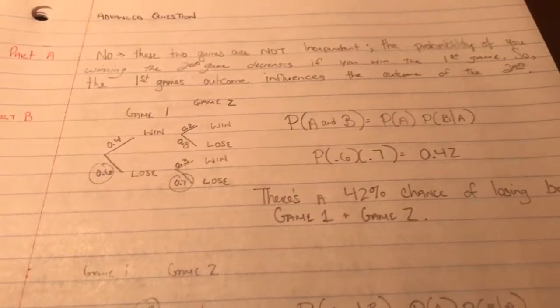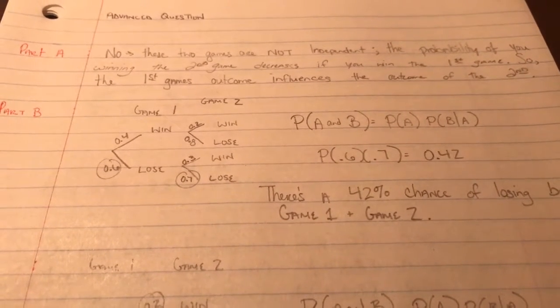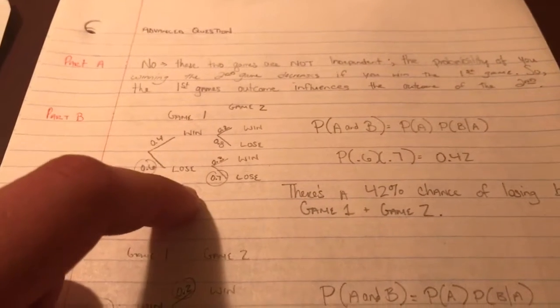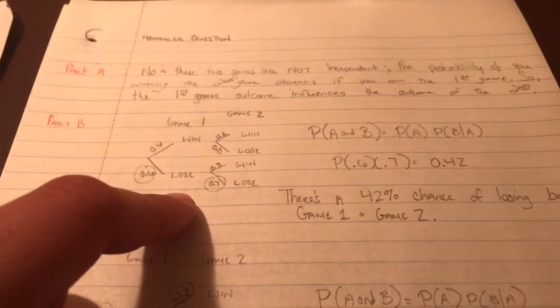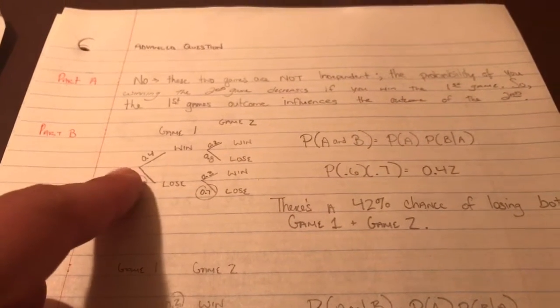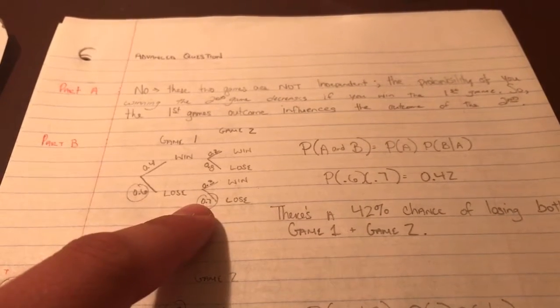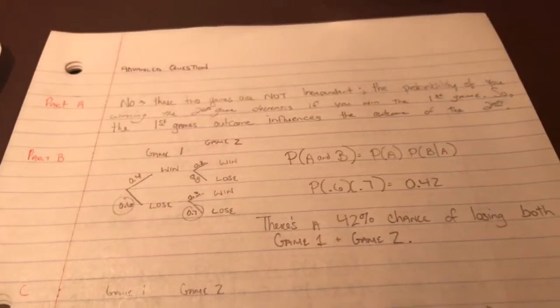So, I apologize, part B is actually that you lose both games, as you can tell of the ones I circled right here. You're losing both games, not winning both games. So disregard that. Anyway, the probability that you lose both games is going to be 0.6 for the first one and 0.7 for the second one. So you just multiply them together, you get 0.42, so there's going to be a 42% chance that you lose both games.